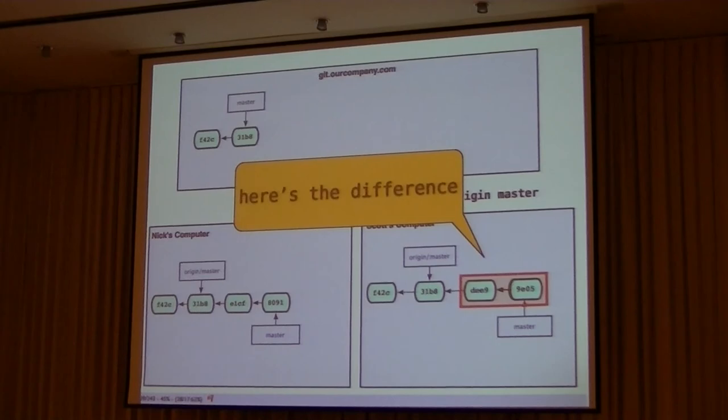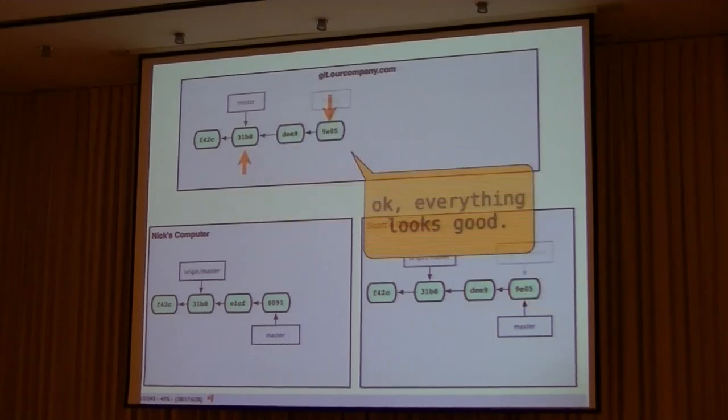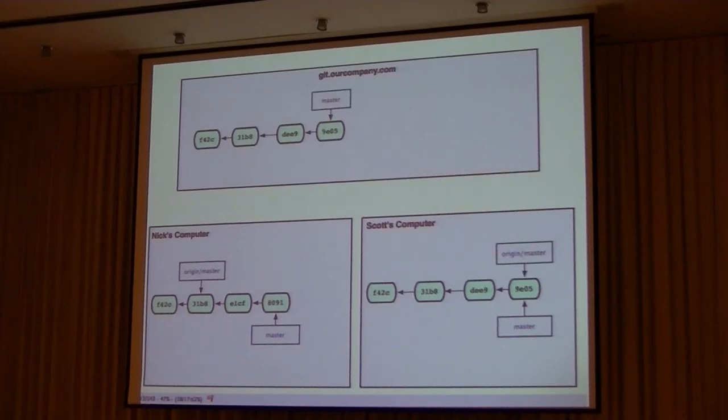So then it'll just take whatever the difference is, transfer it up to the server, and once that's all completed, it moves the branch on the server. So now the master branch on the server is pointing to the same commit that the master branch of the person who pushed is. Does that make sense?